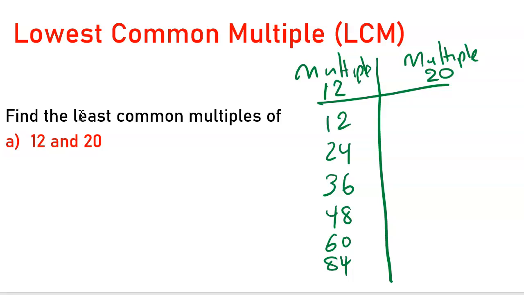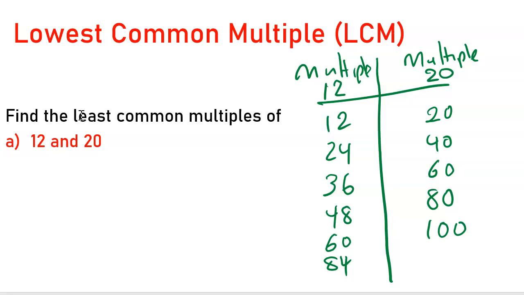Okay, so we also do the same for 20. Always start with 1. 1 times 20 is 20. 2 times 20 is 40. 3 times 20 is 60. 4 times 20 is 80. 5 times 20 is 100. I think this should be enough for us to find the answer.